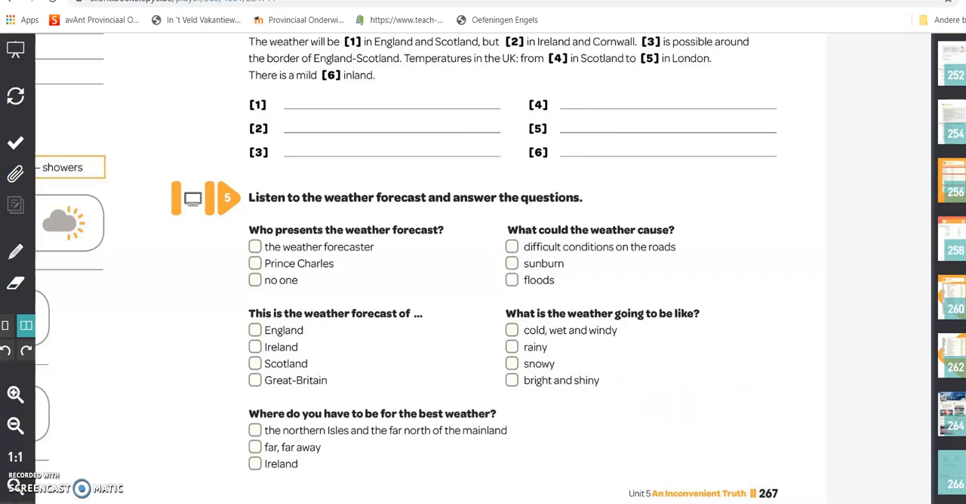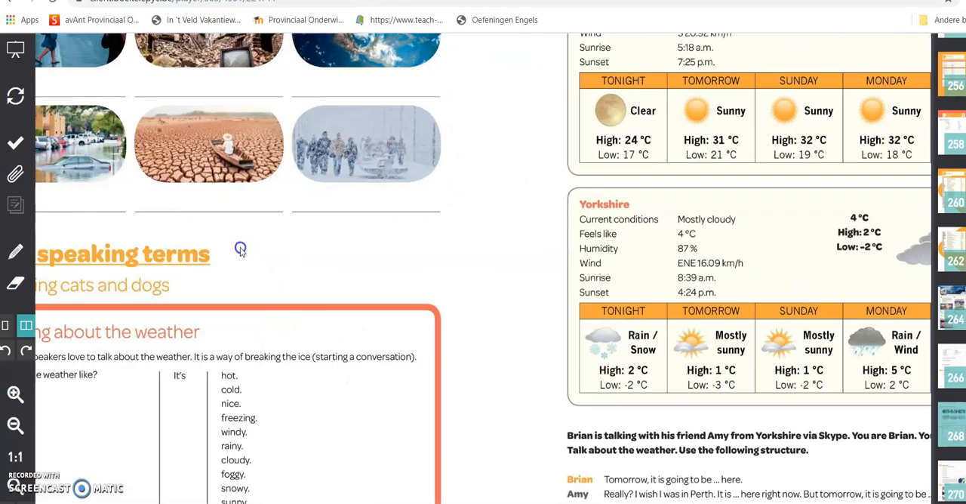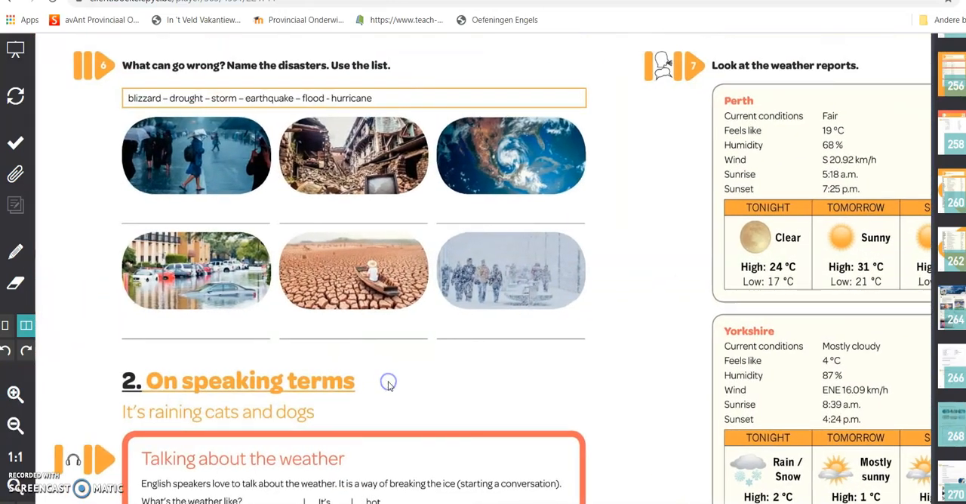Then on the next page, 268. So, what can go wrong? Name the disasters and use the list. Disaster means dus een ramp. So look it up in your vocab or vocabulary and write it under the right image.